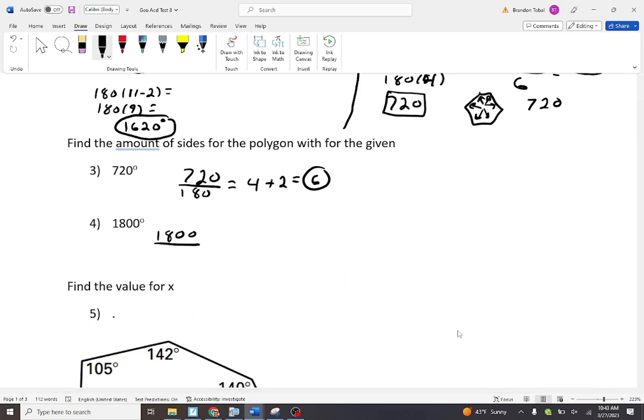So 1800, we're going to divide that by 180. That's going to give me 10 triangles. 10 triangles, but there are 2 additional sides. So that's going to be a 12-sided shape, a dodecagon. You don't need to know that name, though.